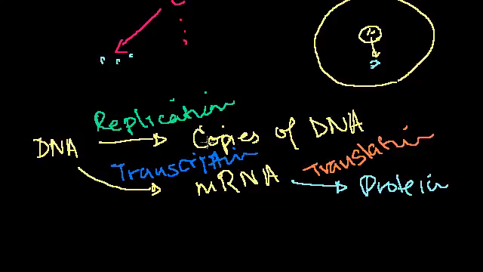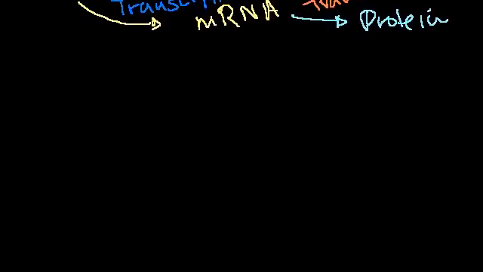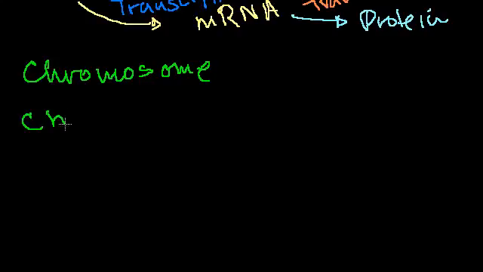Now, the other part of the vocabulary of DNA, which when I first learned it, I found tremendously confusing, are the words chromosome, I'll write them down here because you can already appreciate how confusing they are, chromosome, chromatin, and chromatid.